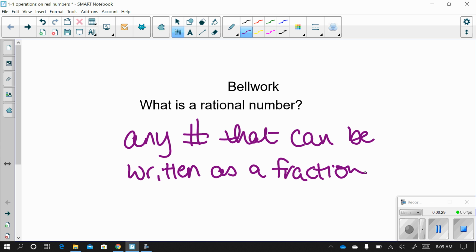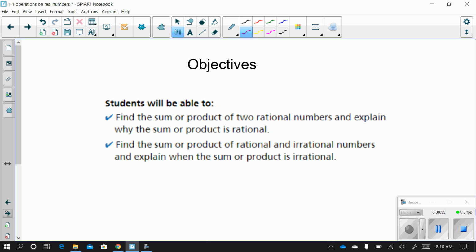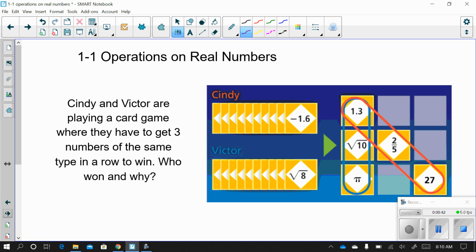So we're going to be talking a lot about rational numbers later in this section. Objectives today: we're going to find the sum or product of two rational numbers and be able to explain why it's rational. We're going to look at the sum or product of rational and irrational numbers.